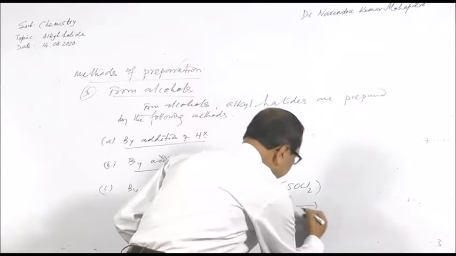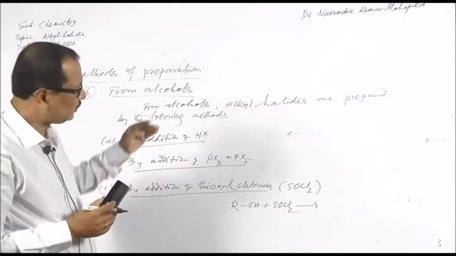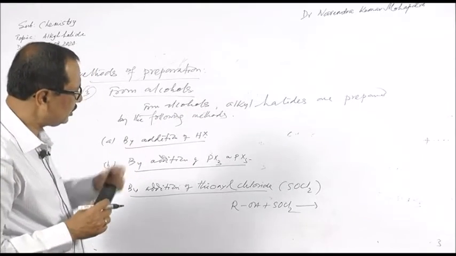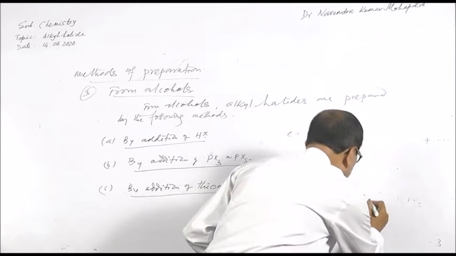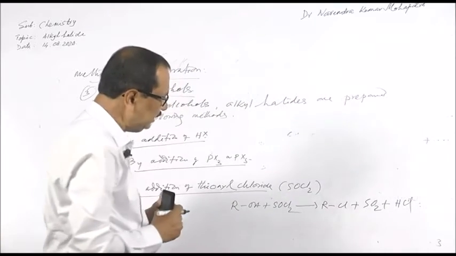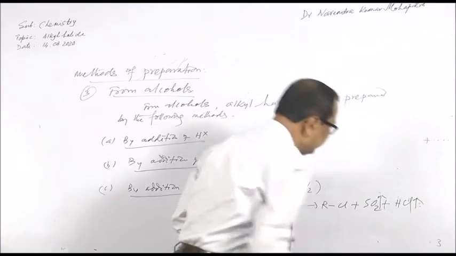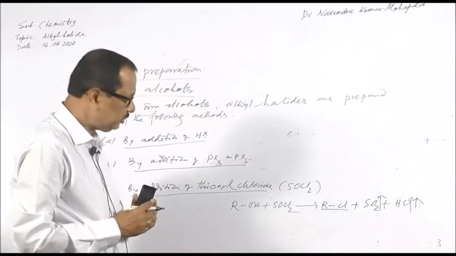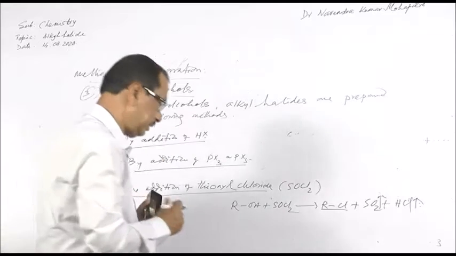This is a very good reaction, because here the products are formed in pure form. In other reactions, we get impure products because some part of the alcohol is present, or other byproducts are present, but here we get RCl plus sulfur dioxide plus HCl. Sulfur dioxide is a gas, HCl is also a gas, therefore the alkyl chloride formed is in pure form.